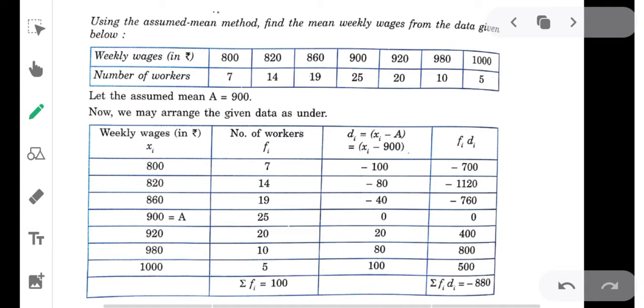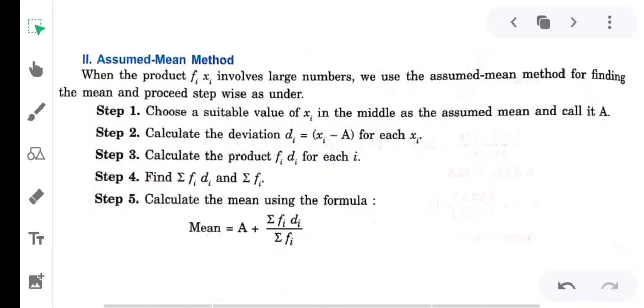Using the assumed mean method, find the mean weekly wages from the data given below. First, understand what the assumed mean method is. In the assumed mean method, you have to remember this formula: mean equals a plus summation of fi into di by summation of fi.